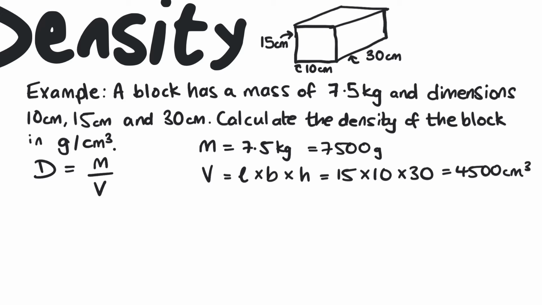So now that I have these values, I can go back to my original equation and put these in. So the mass was 7,500. Going to divide that by the volume, which is 4,500, and we get an answer of 1.6. Now the calculator actually shows 1.6 recurring, but I'm just going to simplify it down to one decimal place. So we have 1.6, and that is grams per centimetre cubed.